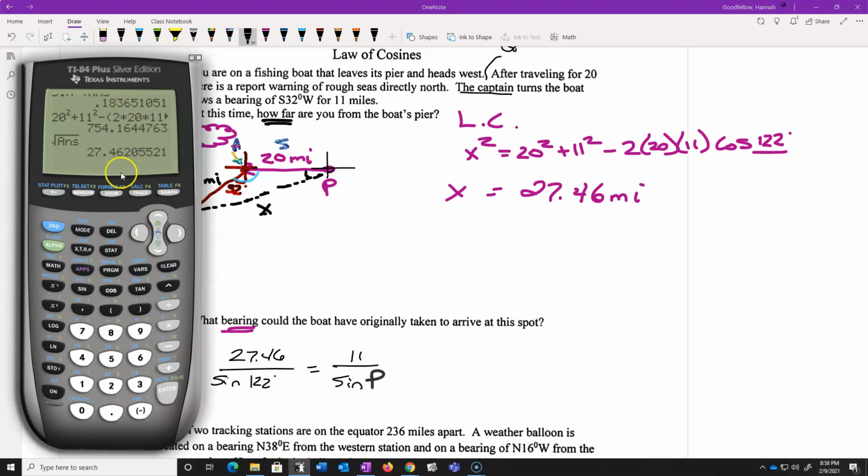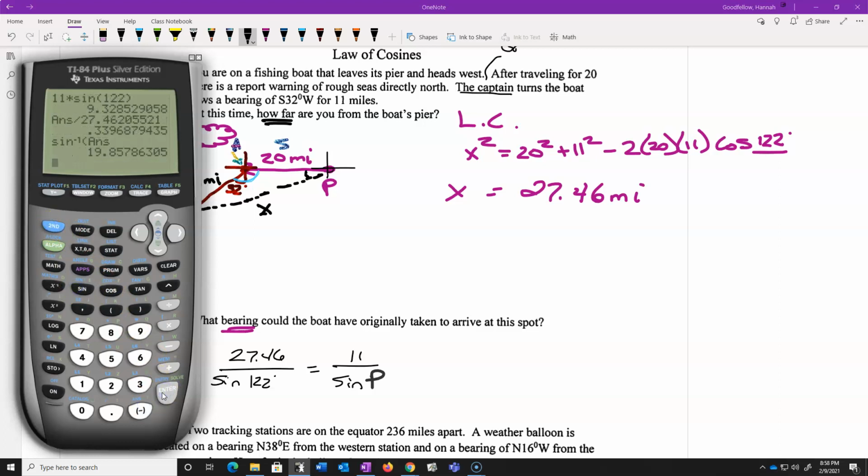Sorry about that. Go back and fix it. Now, let's see what we got here. We've got 27.46. That's this answer. And no, I don't want to do that yet. I want to do 11 times sine of 122. Okay, that part's working good now. Got that. Divided by the 27.46. Boy, I'm getting all off here. That's okay. It happens. Take the inverse sine of that answer.